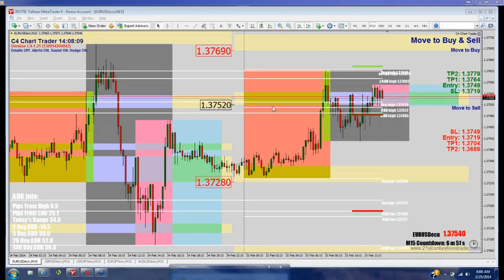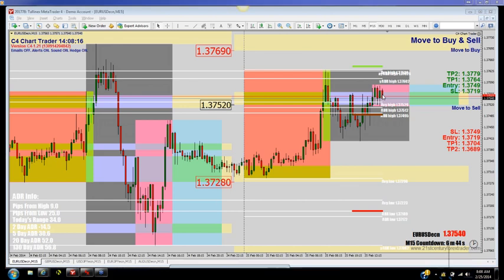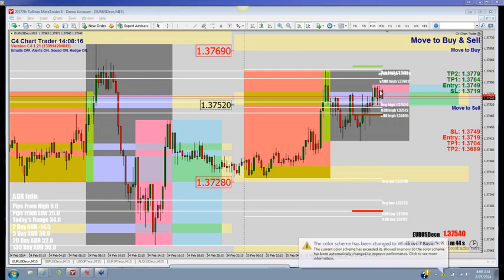So yes, 3752, we came to it, we broke it, we immediately repelled, came back and saw that level as resistance, and now we've broken it and we've closed above it for a couple of candles now. So has the channel been broken? Yes, it has. The channel has been broken.